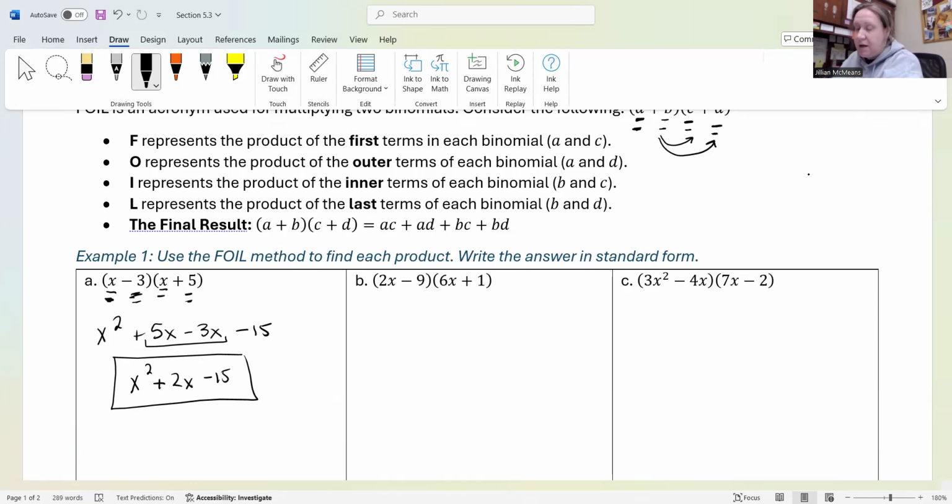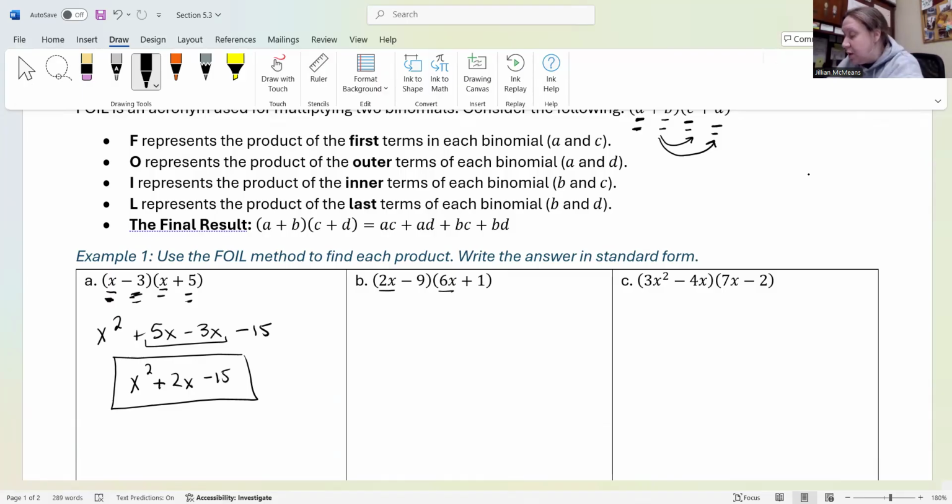And just make sure you write it in standard form. And remember, standard form is where you write the terms in order, in descending order of powers. So highest exponent all the way to lowest exponent, and then end with your constant. Okay, let's look at part B. So we're going to do the same thing. We're going to look at our first terms. That would be 2x times 6x.